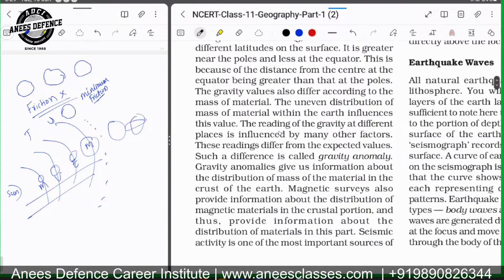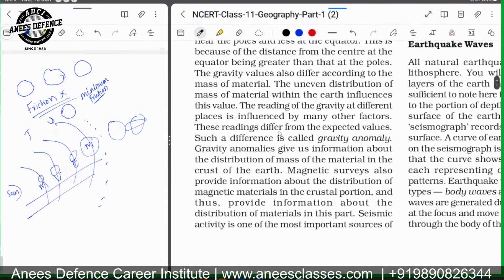The reading of the gravity at different places is influenced by many factors. This is called gravity anomaly, like we have anomalous behavior of water. So in that sense we have gravity anomaly. Gravity anomalies give information about the distribution of mass of the material inside the crust. Magnetic surveys also provide information about the distribution of magnetic materials in the crustal portion, and thus provide information about the distribution of materials in the part.